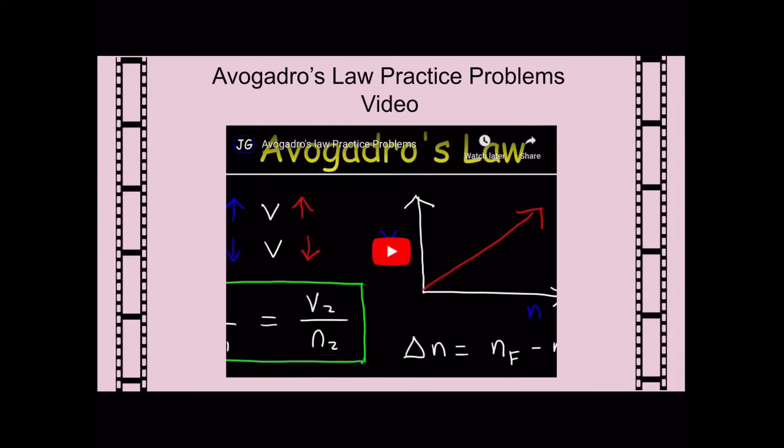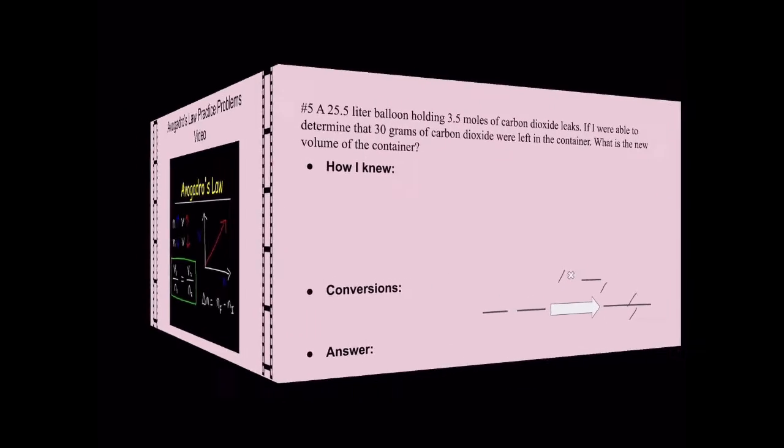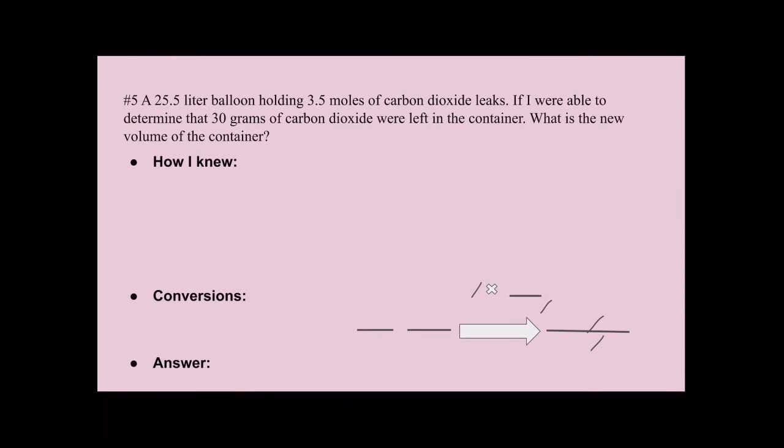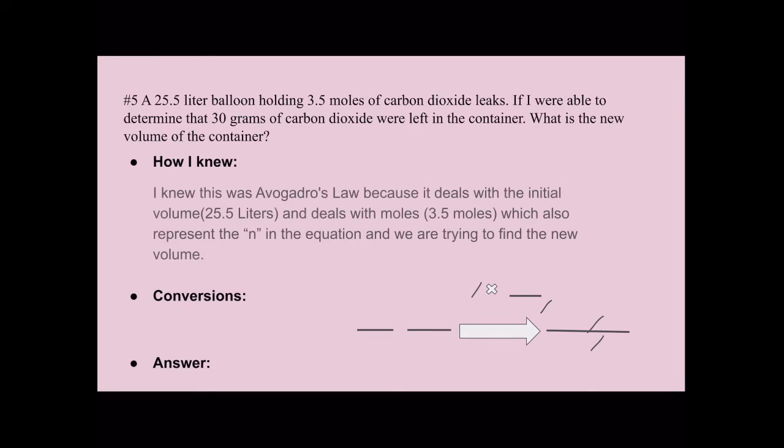Here are the practice problems for Avogadro's law. I knew that it was Avogadro's law because the temperature and pressure stayed the same, and it gave us the initial volume and the moles, and it gave us what was left in the container, and we had to find the volume. Before solving, I had to convert 30 grams to 0.68 moles to cancel the moles out at the end to be left with liters.